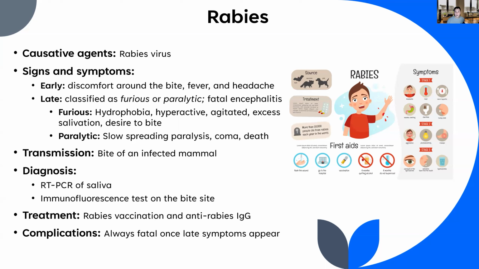And that's because the virus damages the brain, and it's spread through bites. So it literally makes you want to bite people so that the virus can be spread. There's also the paralytic version of this, which is a slow spreading paralysis that leads to coma and death.